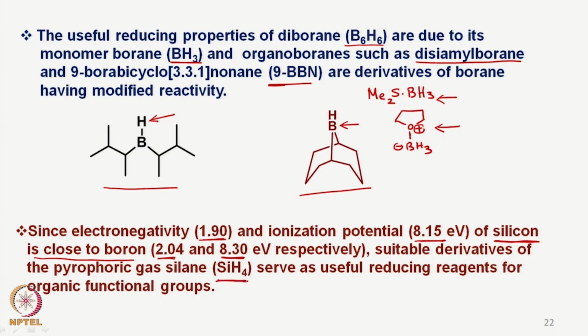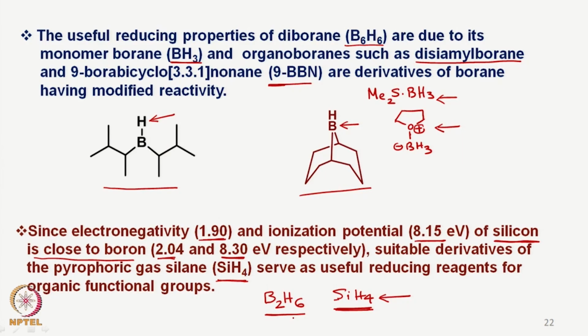Now, if we start analyzing BH3, which exists as B2H6, and compare it with SiH4, there is a problem. The problem is that this is a low boiling gas, and of course it catches fire. B2H6 can be stabilized, but not easily, and therefore although there is a comparison in terms of electronegativity and ionization potential, it is not easy to use this silane as a reducing agent, as a gas.